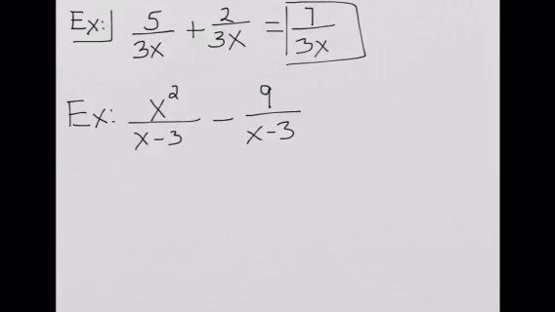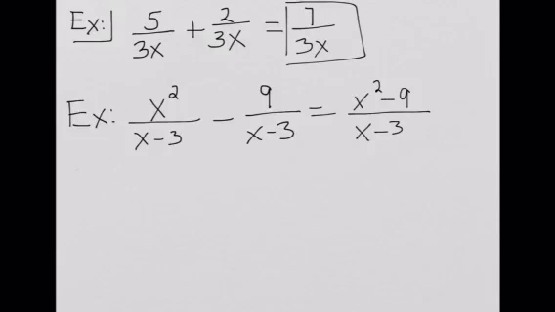Here we have a subtraction problem, but again, the denominators are the same, so we're good to go. So x squared minus 9, we really can't combine those because they're not like terms, so we're just going to write it together over that same denominator: x squared minus 9 over x minus 3. So that was step one. And then step two, we want to make sure it's in simplified form.